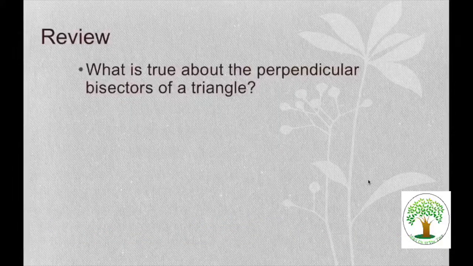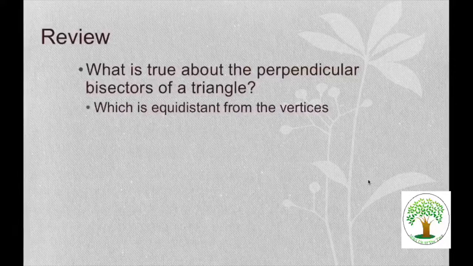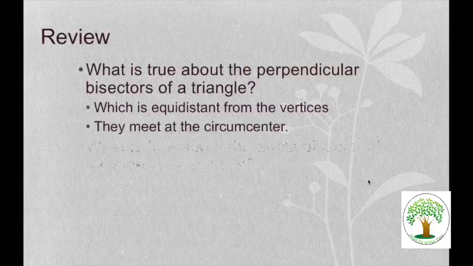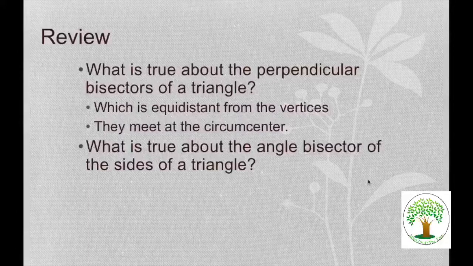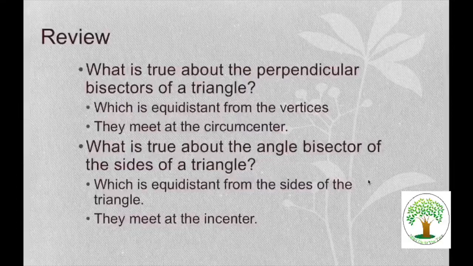We learned what is true about the perpendicular bisectors of a triangle: they're equidistant from the vertices, and they meet at the circumcenter. We also learned what is true about the angle bisectors of a triangle: they're equidistant from the sides, and they meet at the incenter.